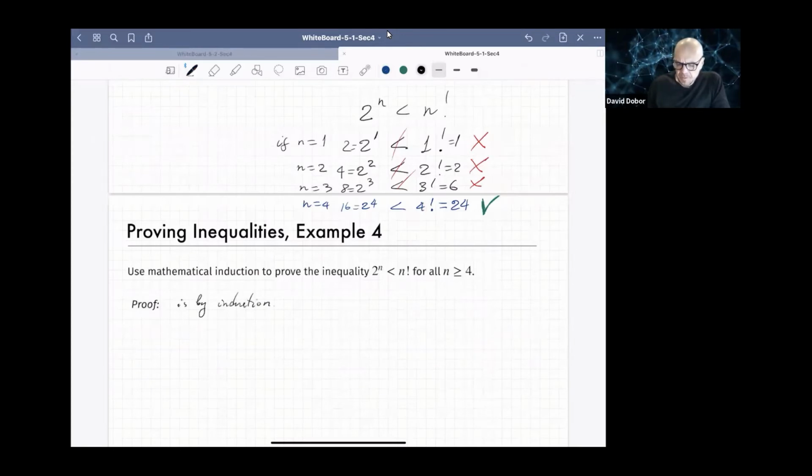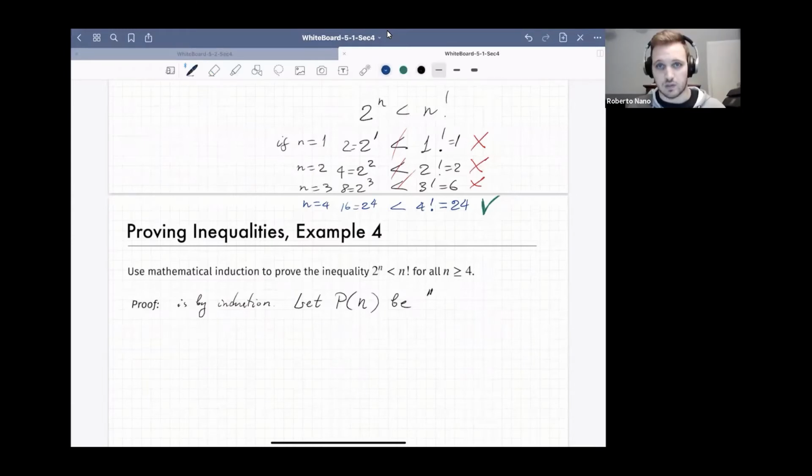So what's the most important thing? Let P of n be what proposition? Be the proposition that, and now I'm going to put quotation marks. So what's P of n? It's some logical statement, which is either true or false, which is indexed by n. That's all the predicate is in the context of inductive proofs. It is a proposition that depends on n. So what's the proposition? That 2 to the n is less than n factorial.